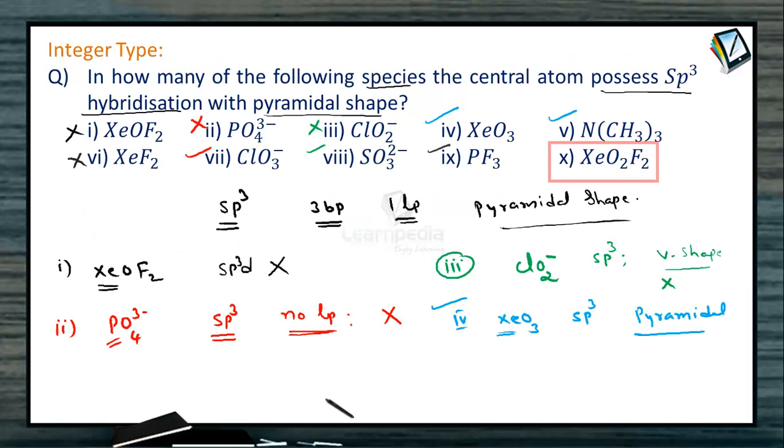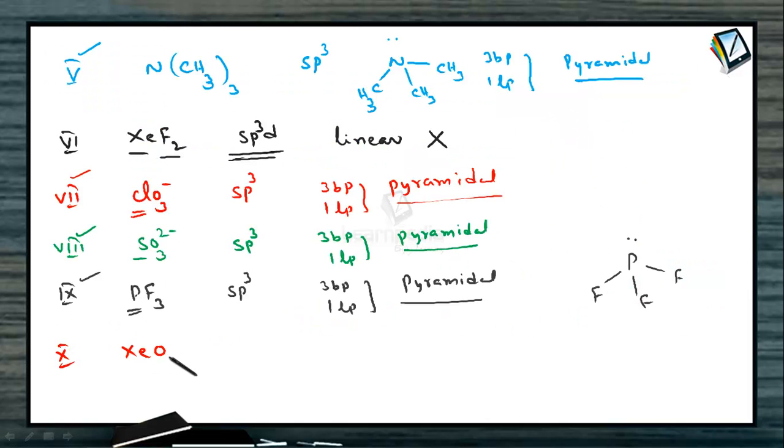The next one is XeO2F2, the 10th one. Xe 8 plus 2 monovalent fluorines, 10 by 2, sp3d type of hybridization. But we want sp3 type of hybridization, therefore it is wrong. And it has got a seesaw structure rather than pyramidal structure. So the 10th one is wrong.